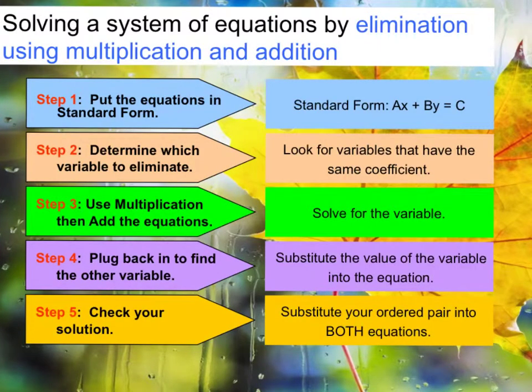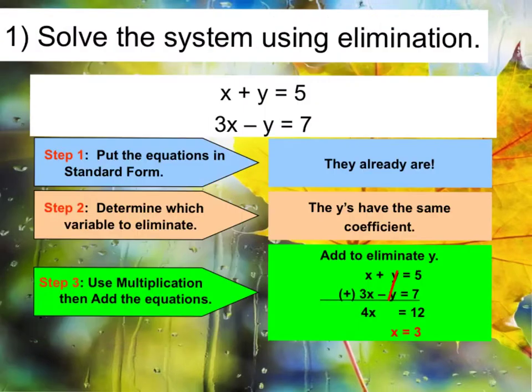Okay, here are the steps to solving a system of equations by elimination using multiplication and addition. Go ahead and write down the steps 1 through 5, and I'll review the steps as I complete the 2 examples for you. After the 2 examples, you'll also have 3 follow-up questions to try to come up with the answers on your own. We are going to solve the system using elimination.